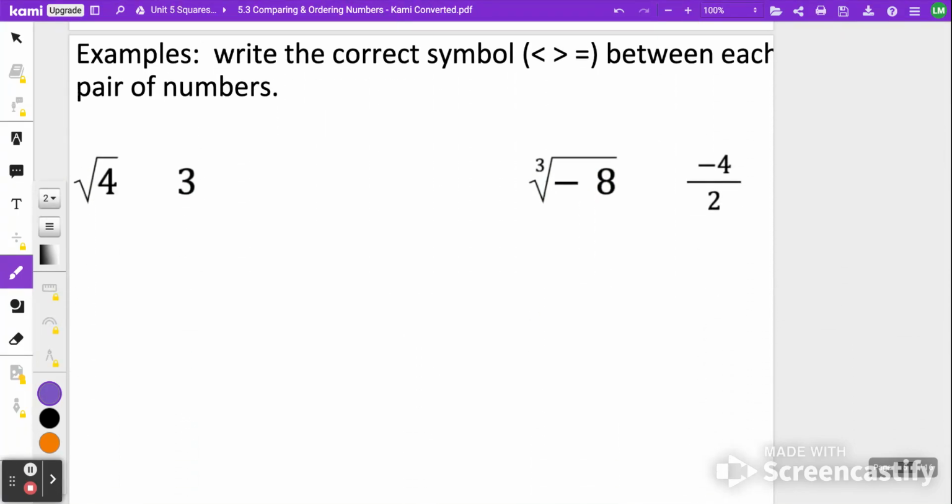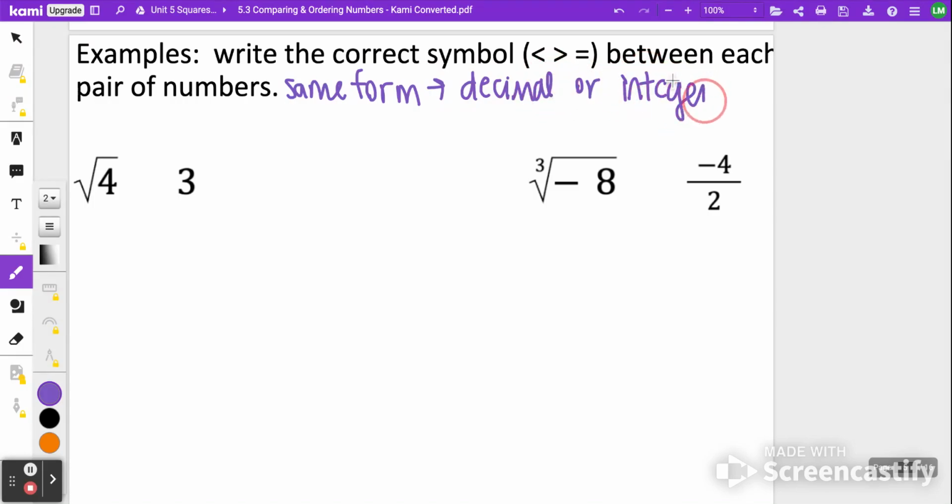What we're going to do here is talk about what happens when we see different forms. So what we want to do is make sure we put them in the same form. A lot of the time that same form is going to be decimal or integer form. For example, this is the square root of 4. Right now it's in square root form, but if I wanted to solve it, putting it in integer form, I would say it's equal to 2. And then I can compare 2 to 3, saying that 2 is less than 3. So my original problem, I would say the square root of 4 is less than 3.